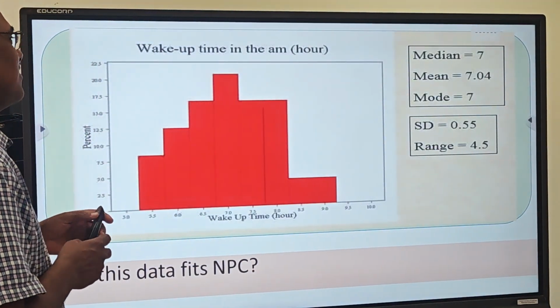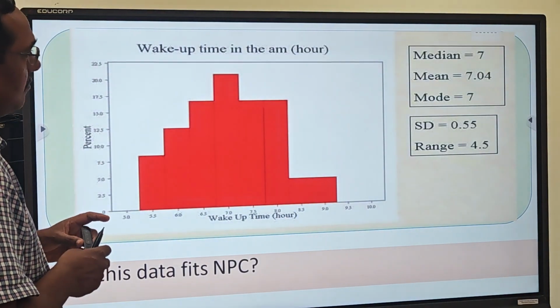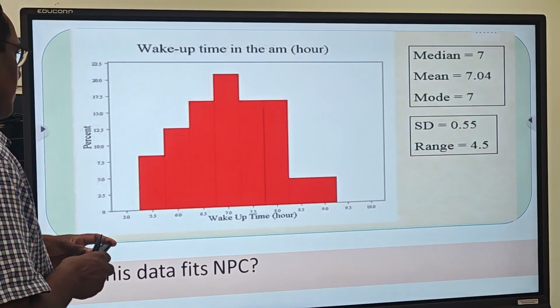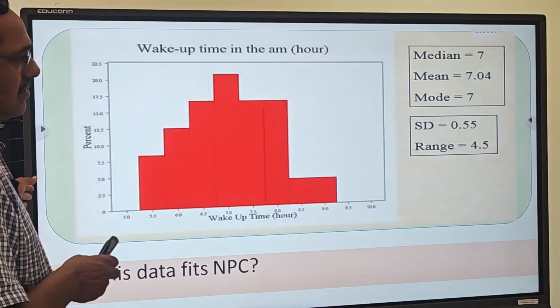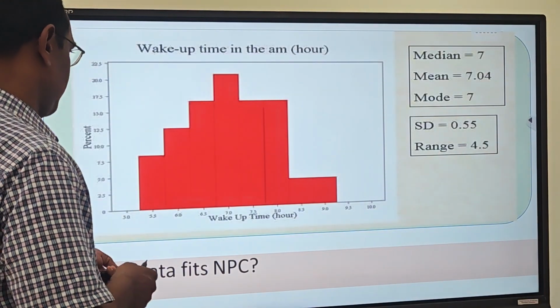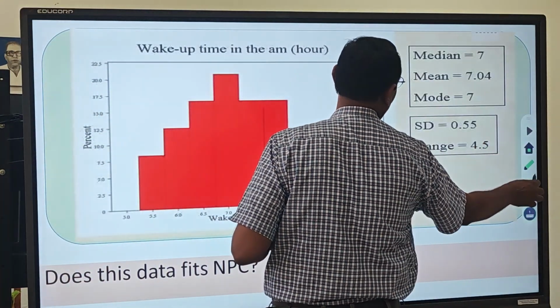Median 7, mean 7, that is 7 a.m. in the morning. Mean 7.04, mode 7. So this is almost a normal probability curve as the data goes. If you could see, you can draw it like this.